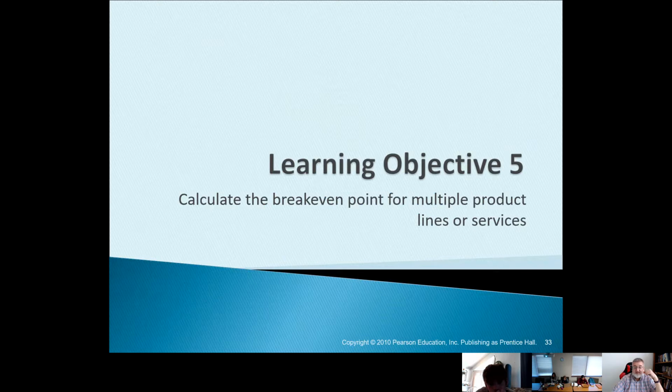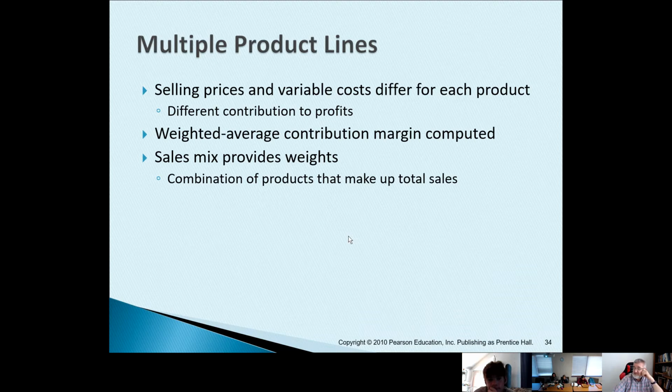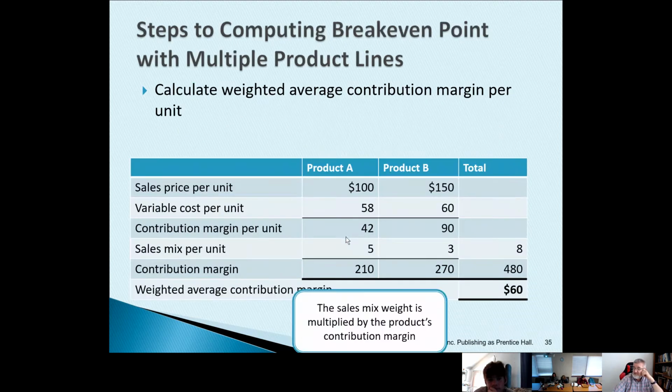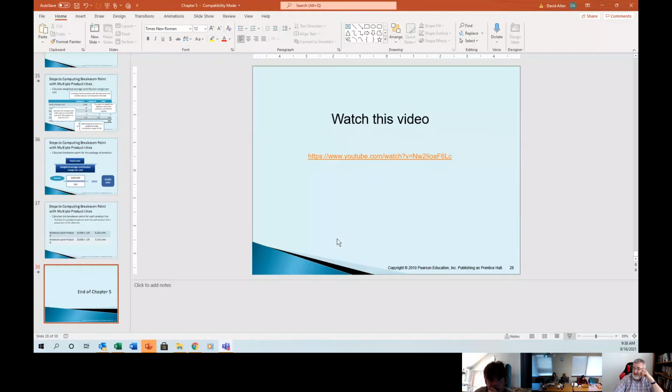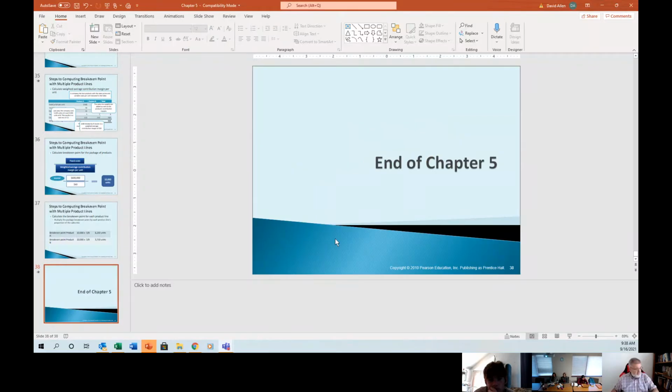And then learning objective 5, we're not even going to touch. That's in here for when I teach the graduate stuff. Okay. I didn't take it out for this class, and I should have. So we're not even going to touch learning objective 5. And that gets us to the end of the chapter.